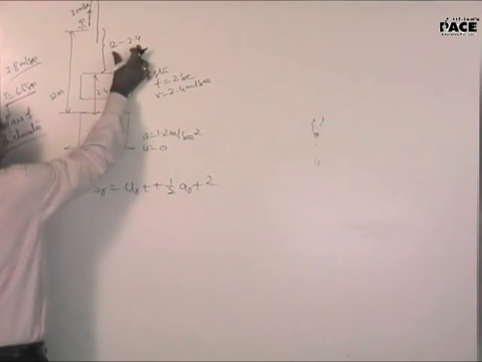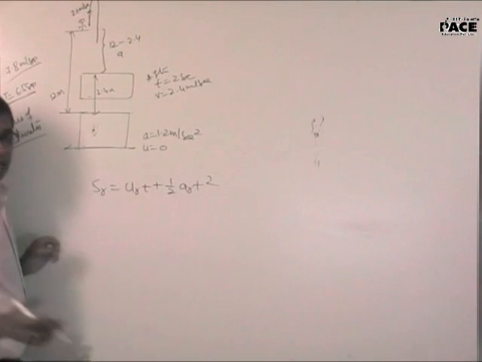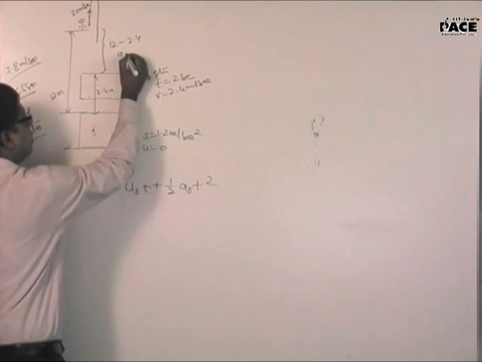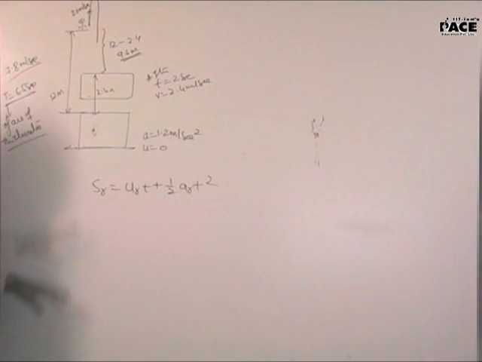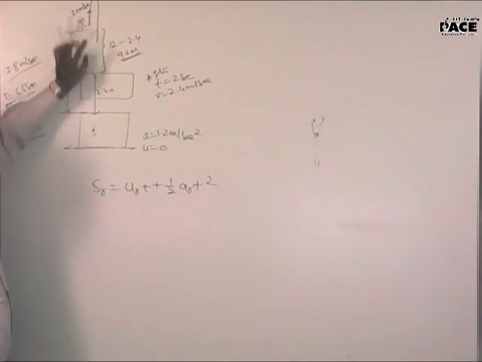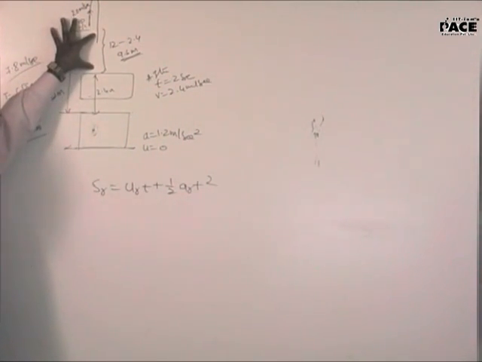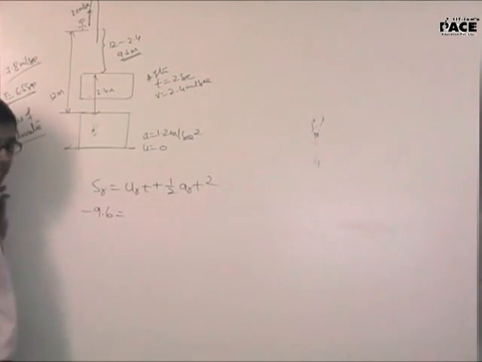How much is this distance? 12 minus 2.4 is 9.6 meters. So this will be the relative displacement. The body is thrown here when the lift is here. So somebody on the top of the lift will see that the body came down by a distance of 9.6 meters. Firstly, that is in the downward direction, minus 9.6.